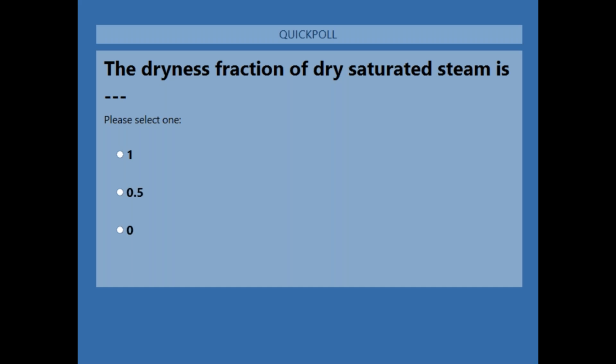So obviously, when you are saying that it is a dry saturated steam, and if you are comparing it with saturated liquid, then the saturated liquid would obviously be 0% dry, and dry saturated steam will be completely dry. Okay, so dry saturated steam is completely dry, whereas saturated liquid is not at all dry. Okay, so the correct answer is, and let me just, only 50% of the students have voted, so I want others also to vote fast.